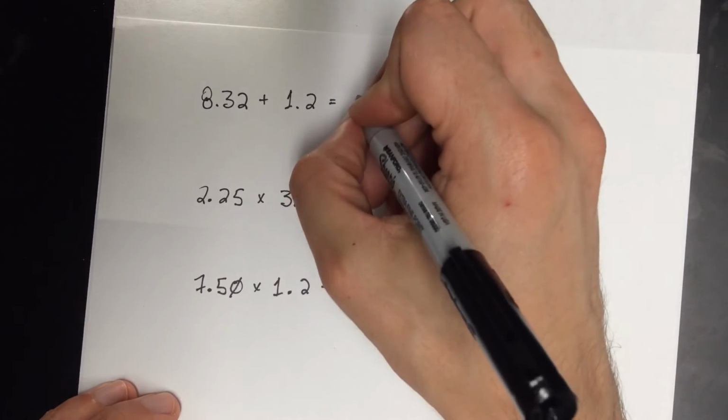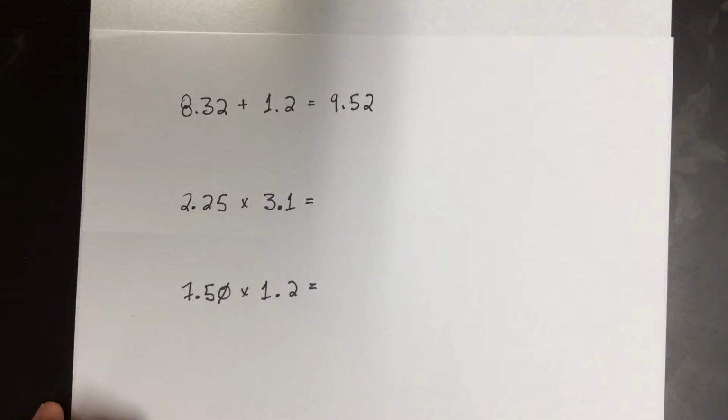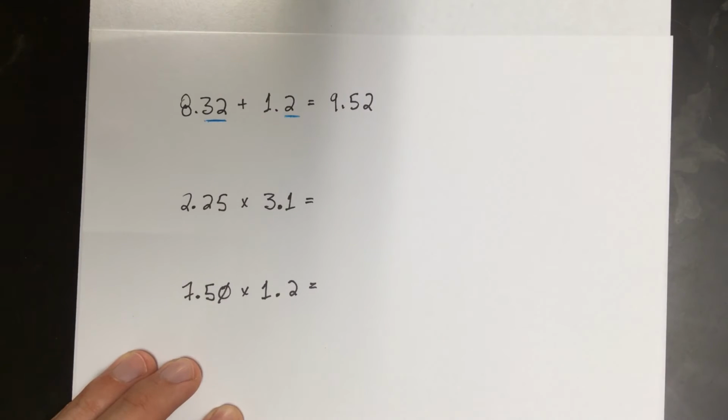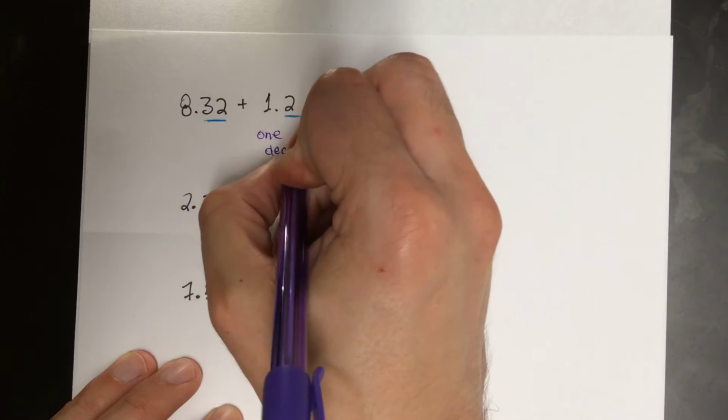Our first example is 8.32 plus 1.2. When you plug this into your calculator, it says 9.52 is the answer. So now we need to look at our significant figures. Remember that the rule says that we're supposed to keep the smallest number of decimals provided in the problem. So here 8.32 has 2 decimals, but 1.2 only has 1 decimal. So that means we are going to be keeping 1 decimal place in our answer.